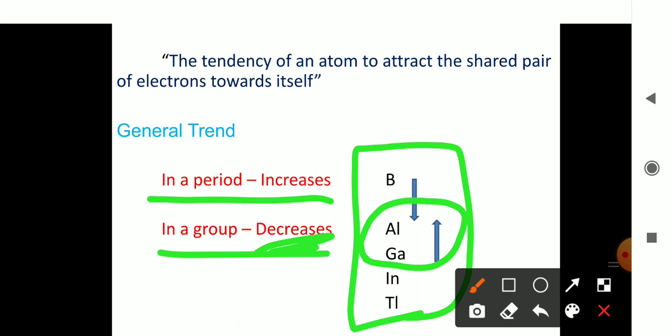And this is due to what? This is due to the poor shielding of d orbitals, as we have seen in the case of ionization energy. Here also the reason is the poor shielding of d orbitals. Is it clear, students? So this is what we have to know about electronegativity. In a group of elements, first the electronegativity decreases as expected, but later on there is no change in the value, or it shows anomalous behavior. It is due to the poor shielding of d and f orbitals. So with this, the concept of electronegativity is over.